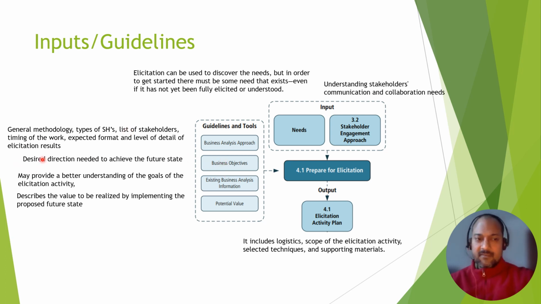Then the business objective. So business objective is basically a goal. So desired direction needed to achieve the future state. Existing business analysis information may provide a better understanding of the goals of the elicitation activity. Then we have potential value, describes the value to be realized by implementing the proposed future state. And then we finally achieve elicitation activity plan. And this is basically, it includes logistics, scope of the elicitation activity, the selected techniques and supporting material.